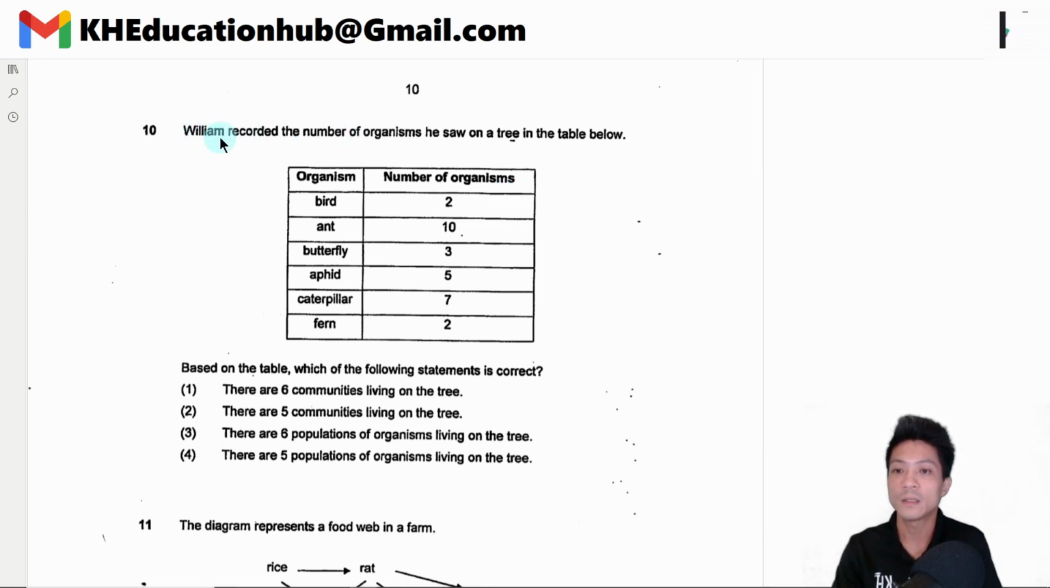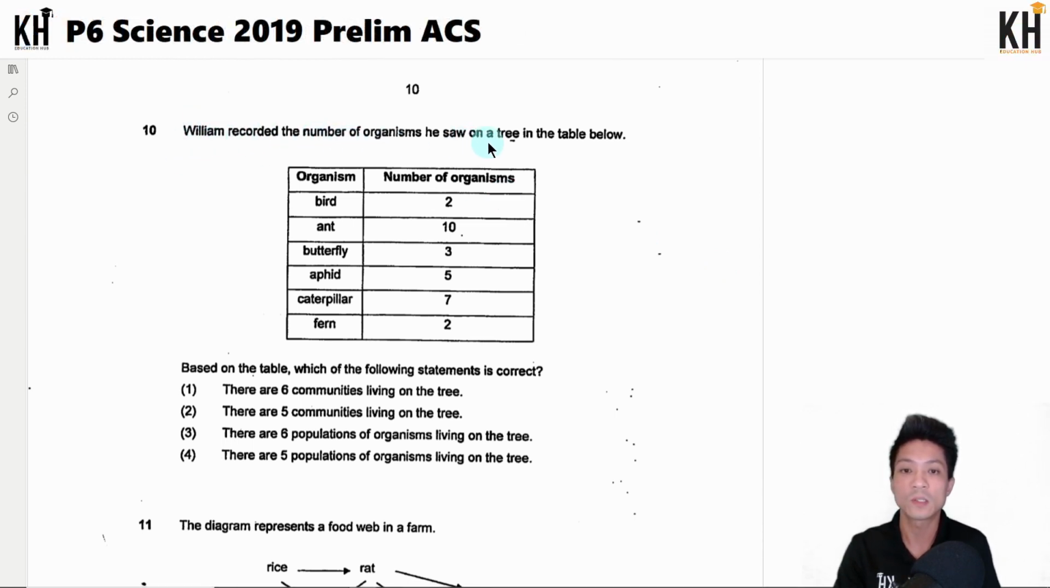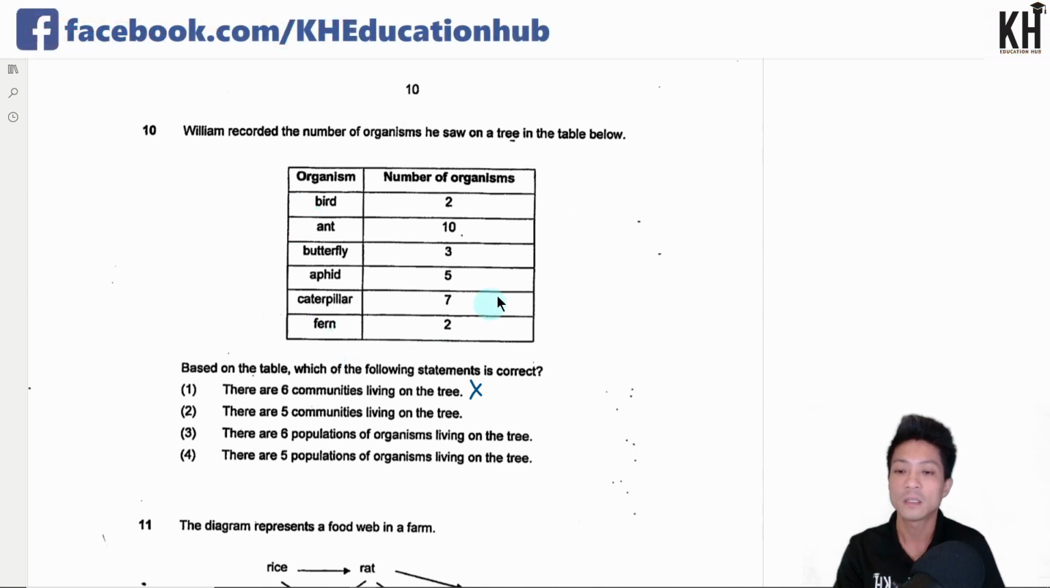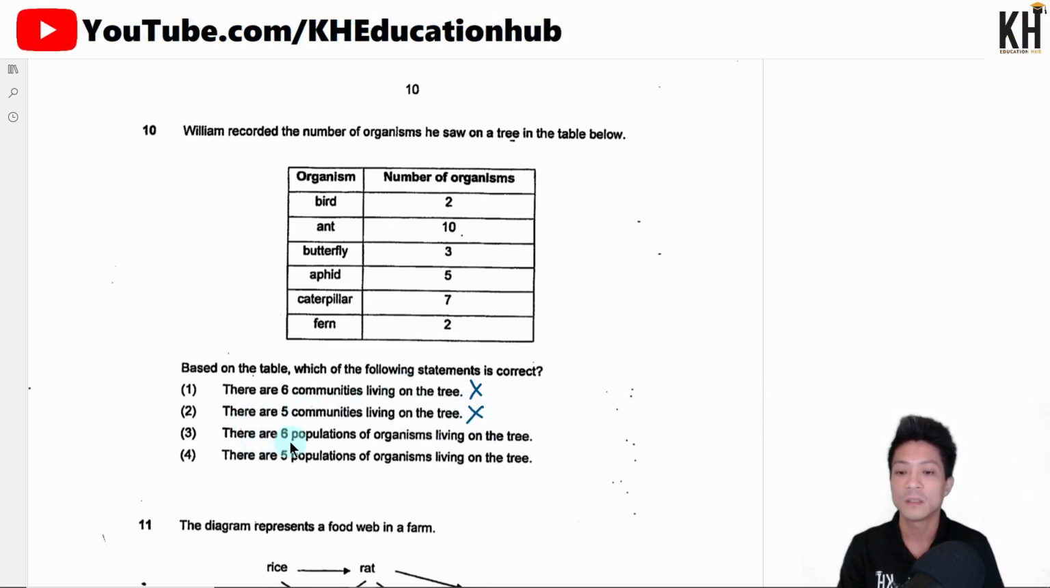Okay, question 10. William recorded the number of organisms he saw on a tree in the table below. Based on the table, which of the following statements is correct? Let's check the statements one by one. There are 6 communities living on the tree. This one is probably wrong, because a community is like a place where different populations of animals live together. There are 5 communities. This is also wrong.